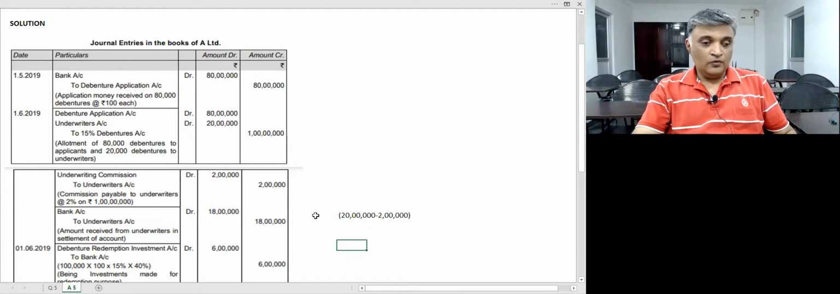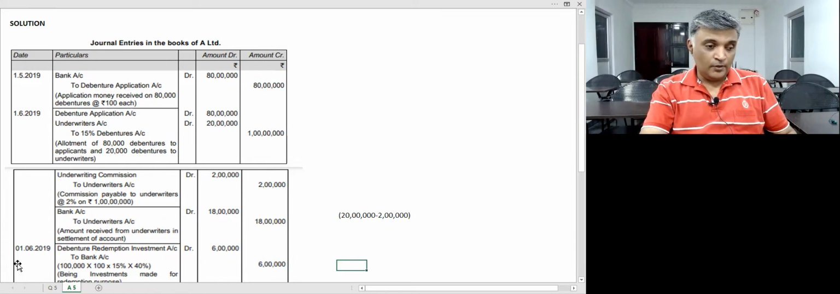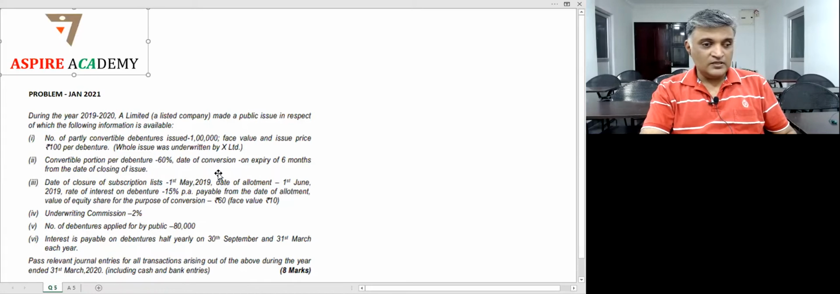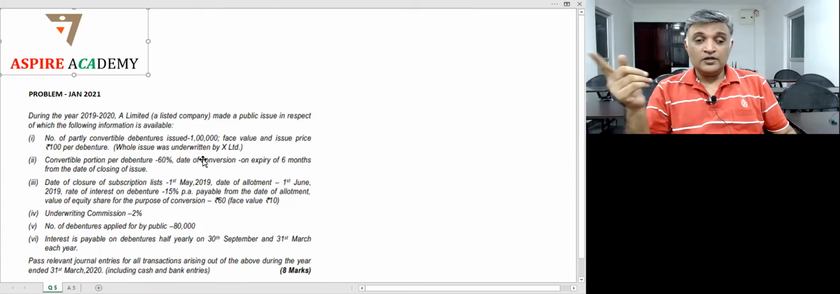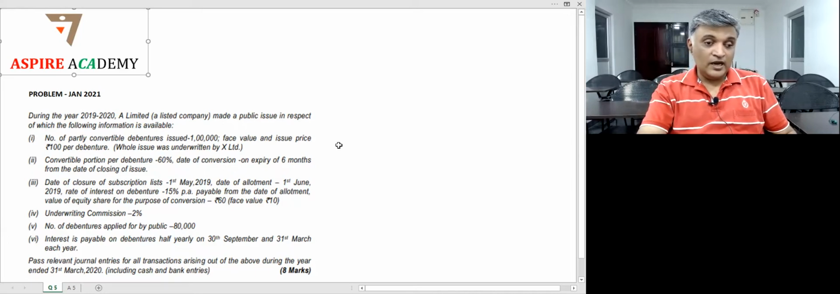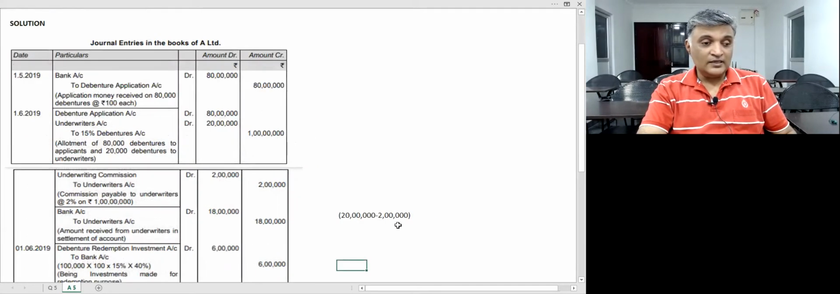Right. Now, very important adjustment is the debenture redemption investment account. Now, if you look at the problem carefully, we said within 6 months of the issue, 60% of the debentures will be converted into equity shares, which means the balance 40% we need to repay, we need to redeem in the normal scenario, right? Which means if you're going to redeem the 40% debentures, then we need to create a debenture redemption investment account, 15%, right? We need to create that investment account. That is the entry here, debenture redemption investment account to bank.